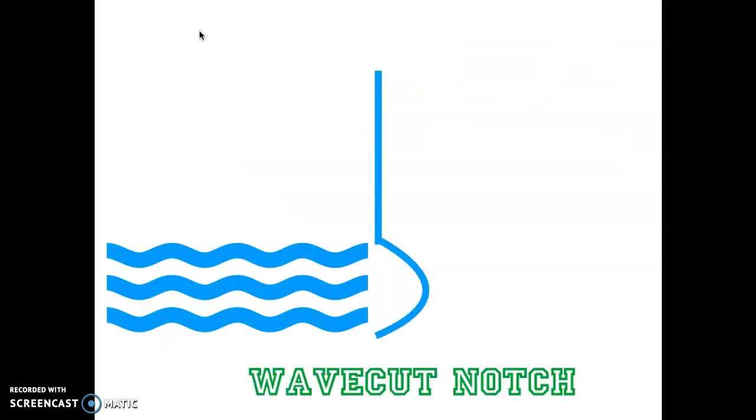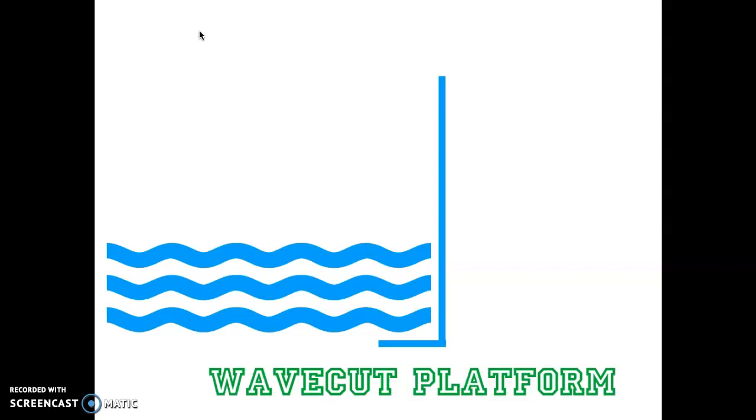When destructive waves hit the bottom of cliffs, they erode them. This forms a wave-cut notch which undercuts the cliff. Eventually, the cliff collapses. This process will leave behind a wave-cut platform.